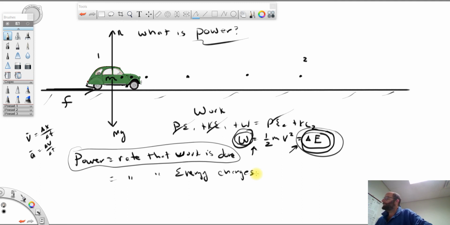So anyway, power is the rate that work is done. It's also equal to change in energy, or the rate that energy changes. So equation-wise, we can express this a couple ways. One, power is work. This would be the net work done on a system divided by the time it took. Or we can calculate power by taking the change in energy of a system and dividing it by change in time. Either one will work.